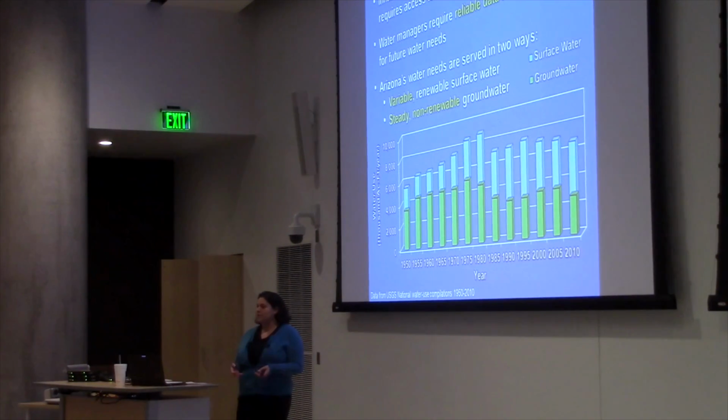We have our variable surface water, and that comes from rivers and is variable because rainfall is variable. And then we have the steady groundwater. It tends to stay the same because it takes a long time to replenish, which is why it's called non-renewable. And as you can see from the graph, about 60% here in 2010 came from surface water.